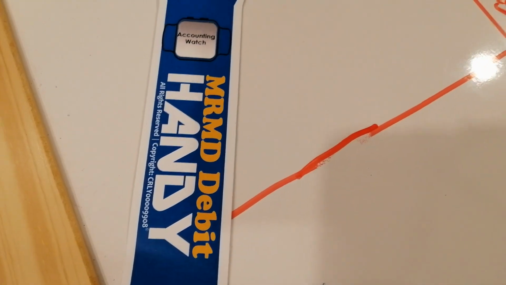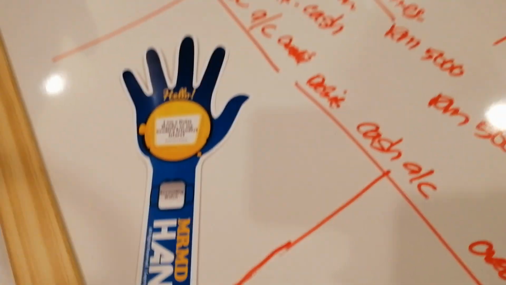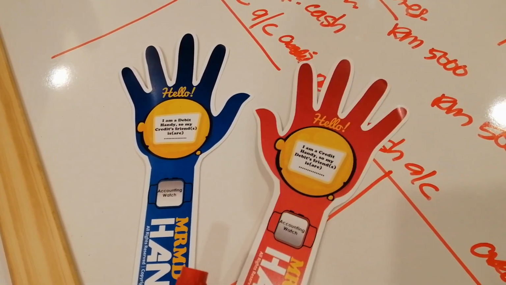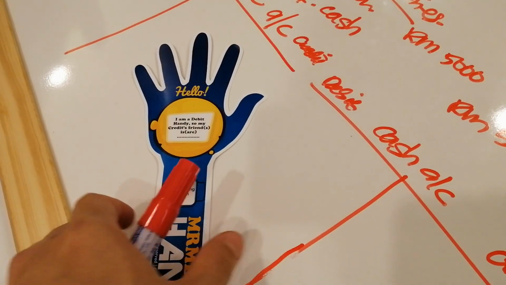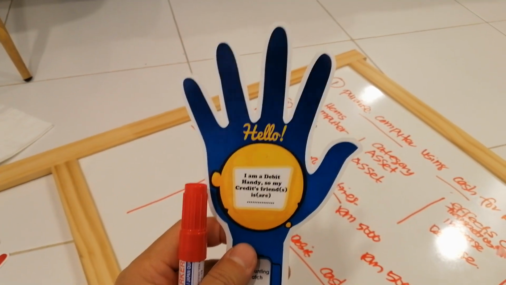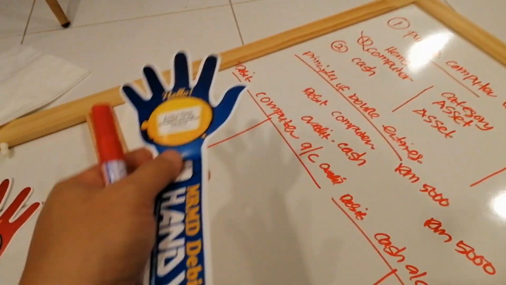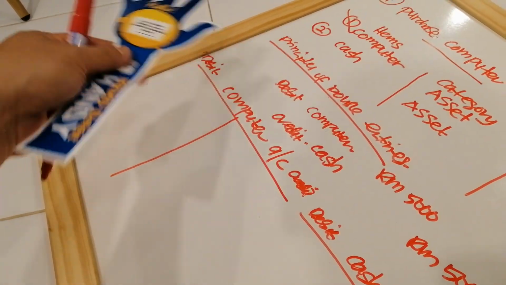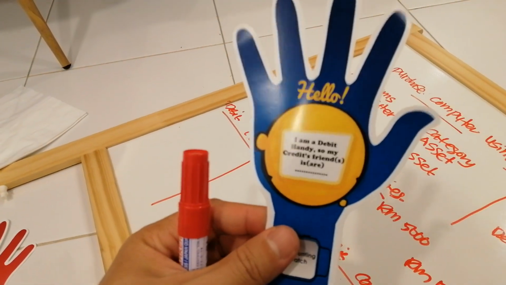Debit handy and we have credit handy. Okay, so you ambil the first one dulu. Biasanya the first one is blue color, debit. Kita ambil debit dulu baru credit. Ikut ni, debit, credit. So debit dulu baru credit. So we take the debit first.